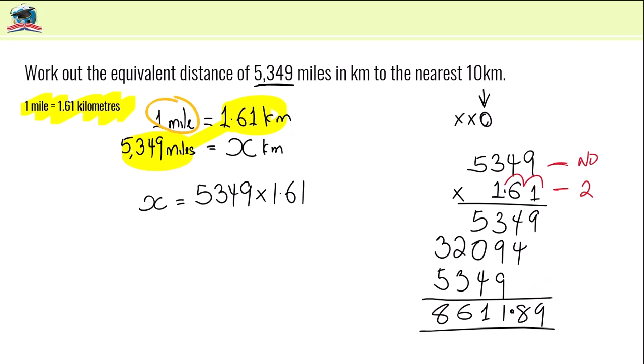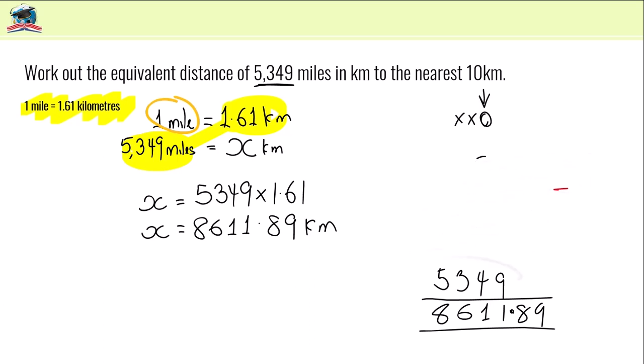So we've used multiplication to get our answer. So x will be 8611.89 kilometers. Beautiful. Now we don't need this calculation anymore. Let's remove it. So we don't need this anymore. Out of the way.